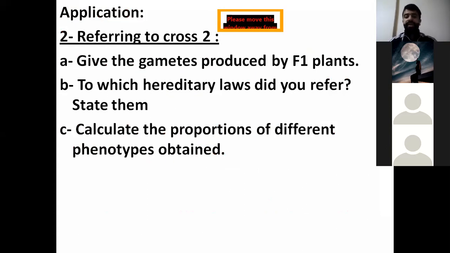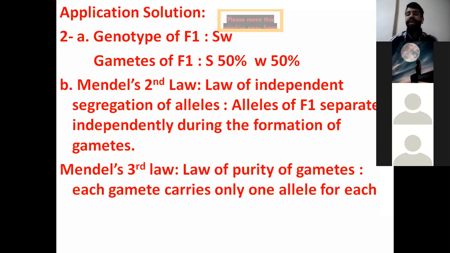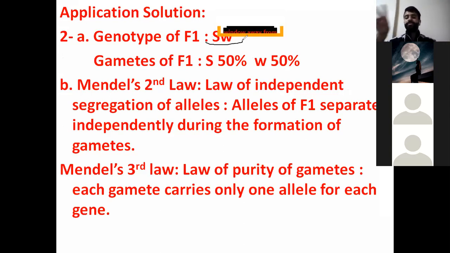Referring to cross 2, give the gametes produced by the F1. Part B, to which hereditary laws did you refer? State them. Here we have in the second cross F1 with F1, they will give F2. Calculate the proportion. You don't need the percentage, they need the proportion here. So genotype of the F1, we said that it's SW. So how many gametes? They will give 2 gametes. Either S, 50%, and W, 50%. Or if I want to work it as proportion, S, 1 over 2, and W small, 1 over 2.